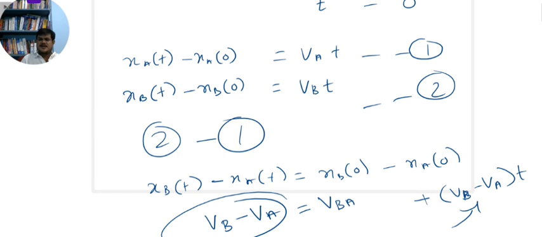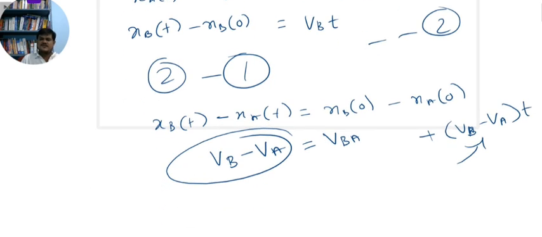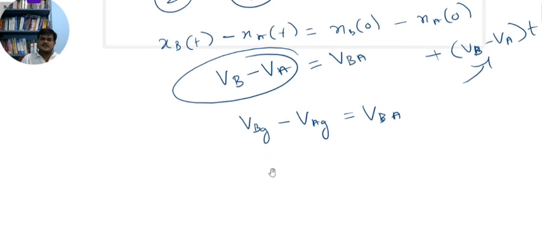Here we have v_B, velocity of B with respect to ground, minus v_A, velocity of A with respect to ground, is equal to v_BA. This is the relative velocity of B with respect to A. In the same way, we can write the relative velocity of A with respect to B as v_AB equal to v_A minus v_B.